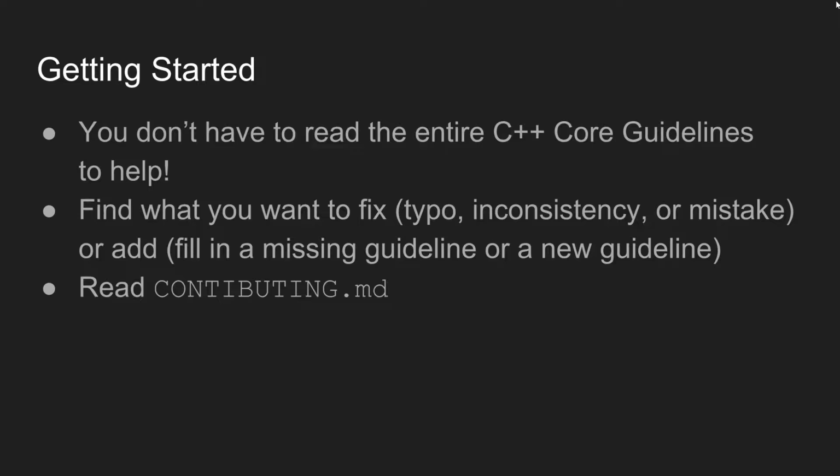So first of all, the C++ Core Guidelines are huge. You don't have to read all of them in order to contribute. If you see a typo, create a pull request, send it in. I'm not going to explain how pull requests are created. There are great guides on GitHub on how to do that.